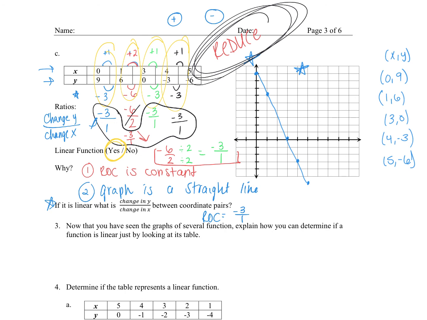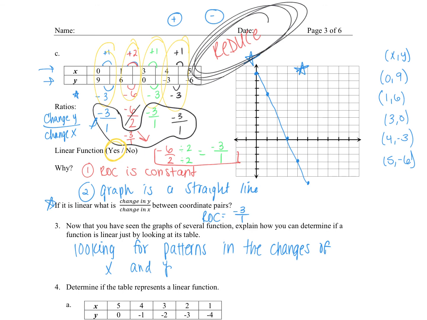So if you need time to look that over, go ahead and do. I'm just going to answer number 3. So now that we've seen graphs of several functions, explain how you can determine if a function is linear by just looking at the table. And what we were just doing there by doing our +1, -1, whatever it was, we are just looking for patterns in the changes of x and y. Okay?